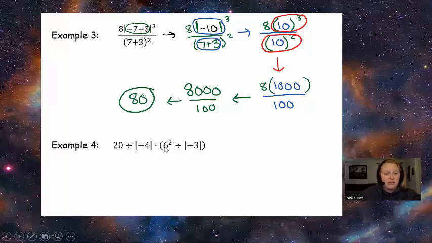Example 4 looks a little intimidating because there's all these bars and divisions and negatives, but we'll just tackle it one step at a time. So I always want to work within the parentheses first. And in those parentheses, I want to address my bars first. So I'm going to circle the bars. The distance to -3 is 3. And I just copy everything else.